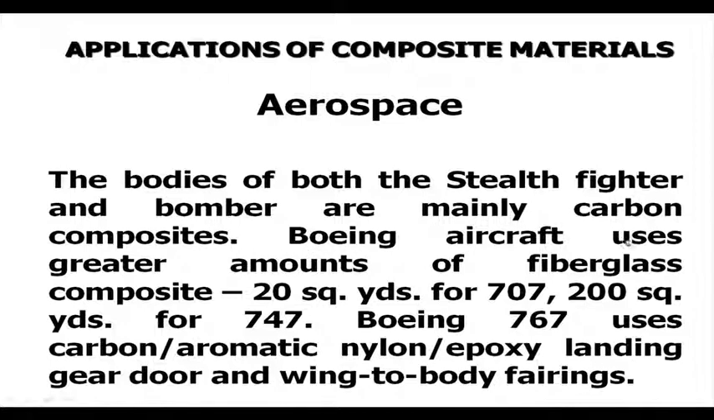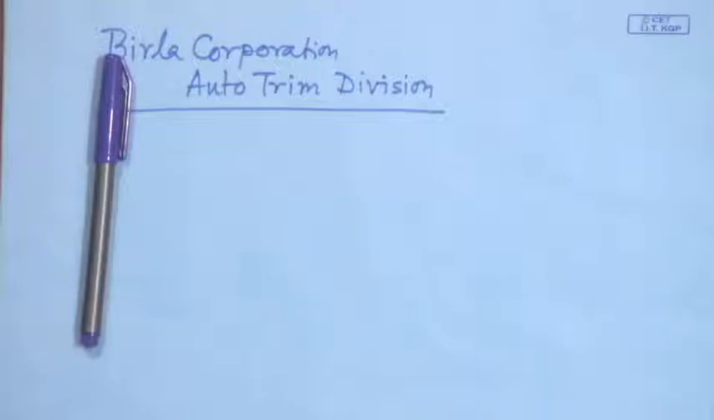Now, Boeing aircraft use a higher quantity of fiberglass composite: around 20 square yards for the Boeing 707 aircraft, 200 square yards for the 747 aircraft, and the Boeing 767 uses carbon aromatic nylon epoxy composite as landing gear door and wing-to-body fairings. So, I can continue this discussion on composites.